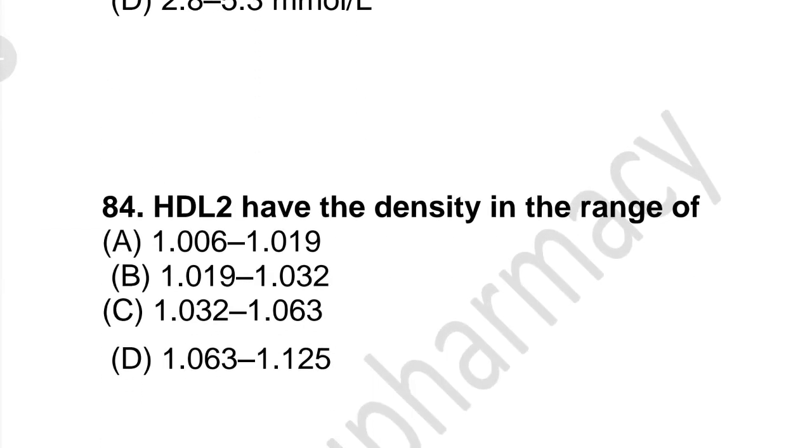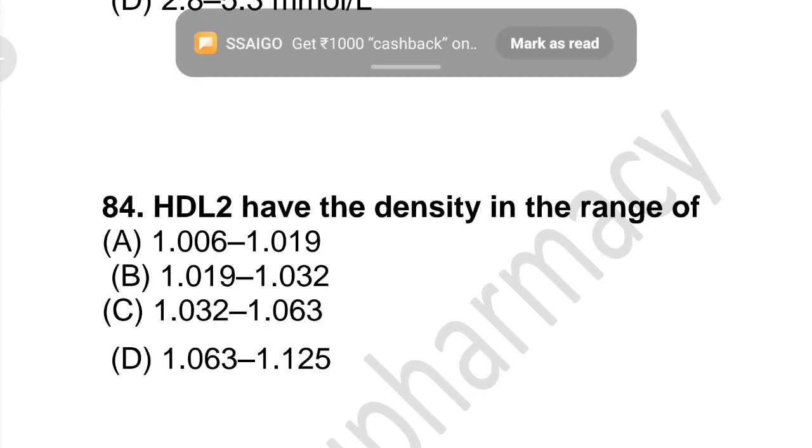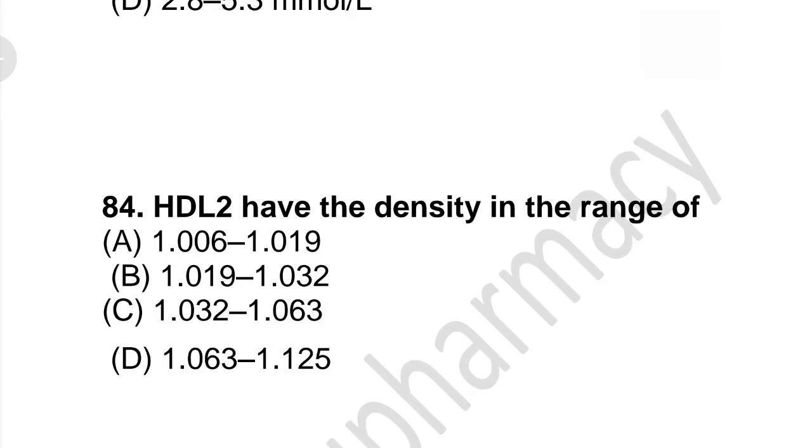HDL2 have the density in the range of option A 1.006 to 1.019, option B 1.019 to 1.032, option C 1.032 to 1.063, option D 1.063 to 1.125. Right answer is option D.